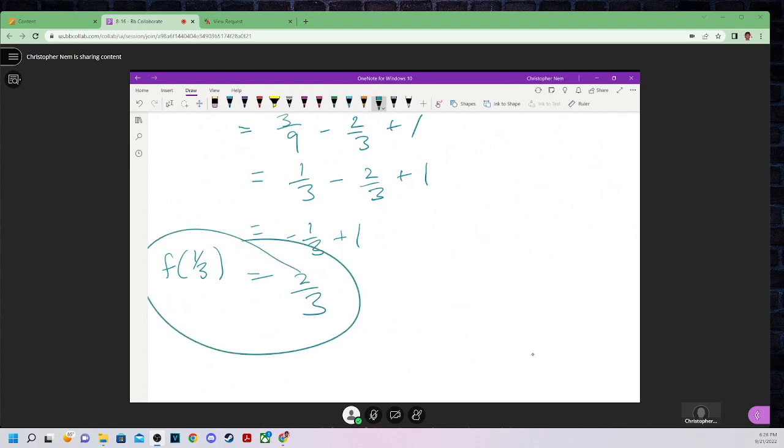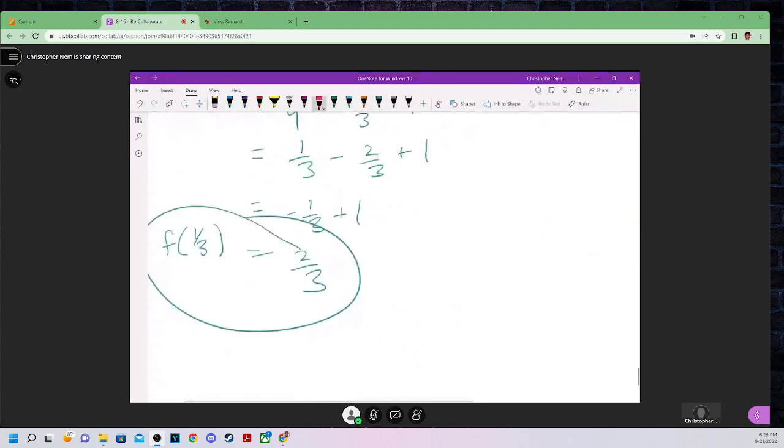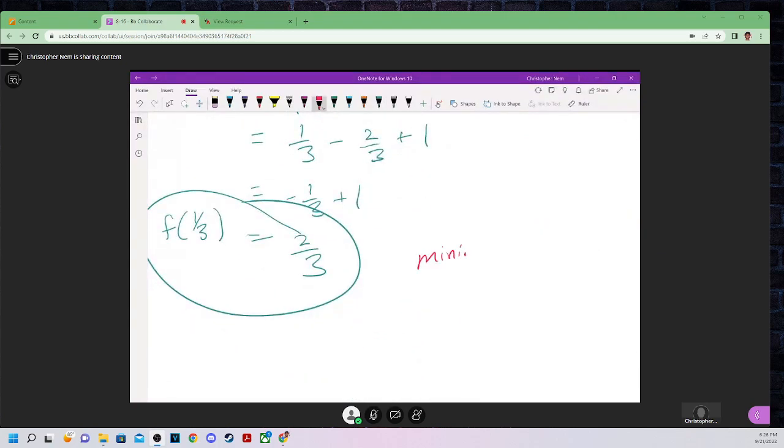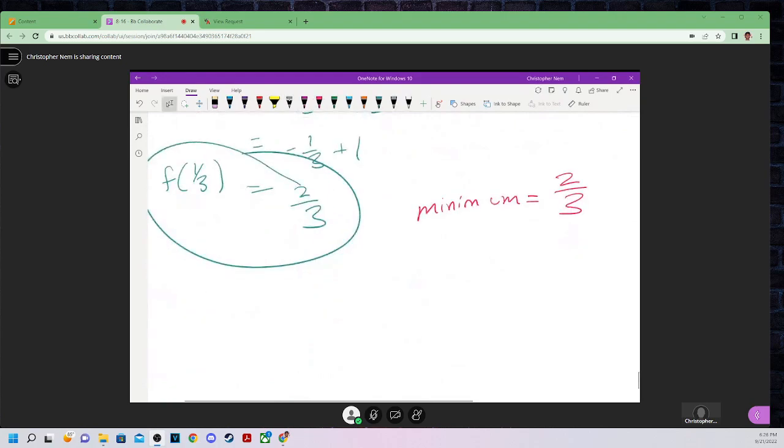So that means my minimum value is equal to 2 over 3. It's located at 1/3 comma 2/3, but if I just ask you for the minimum, you've got to give me the y value, which is 2/3. So be sure you're able to do that.